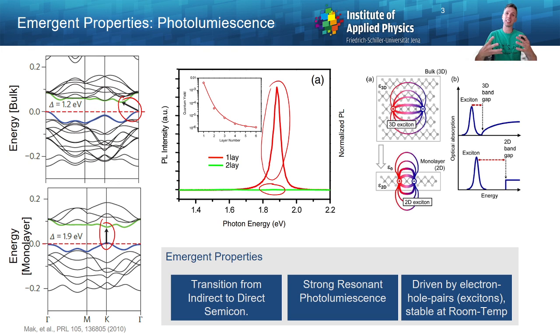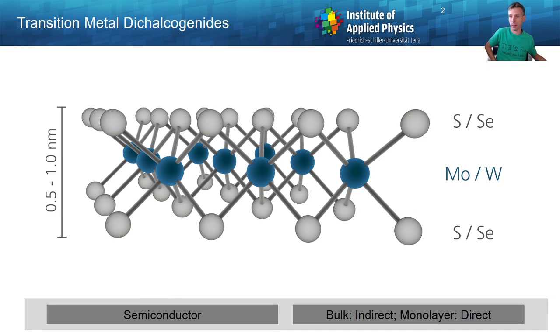And this photoluminescence is mediated by excitons, which are like bound states of holes and electrons. These have one peculiarity in 2D materials, namely that a large part of their electrical field lines actually stick out of the 2D material, and this makes these photoluminescence features very sensitive to the environment. So the take-home message: these materials transition from indirect to direct semiconductors as a monolayer. They have very strong photoluminescence, and this photoluminescence is driven by electron-hole pairs.